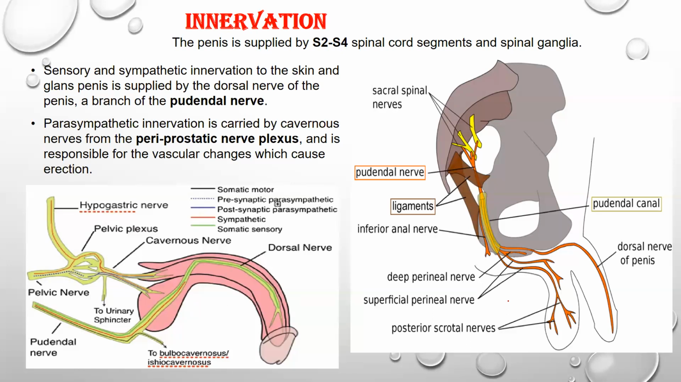Some branches, before entering the perineal body, are going to enter the scrotum also. So sensation from all these external genitals is carried by the pudendal nerve. And S2 to S4 is the important region from where the sacral spinal nerves are coming.